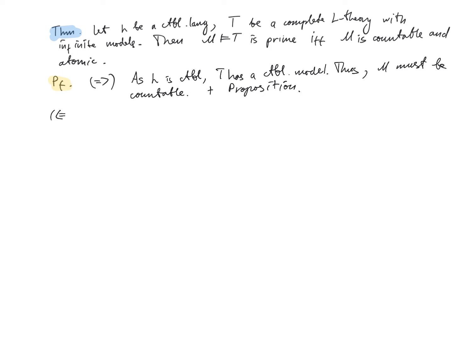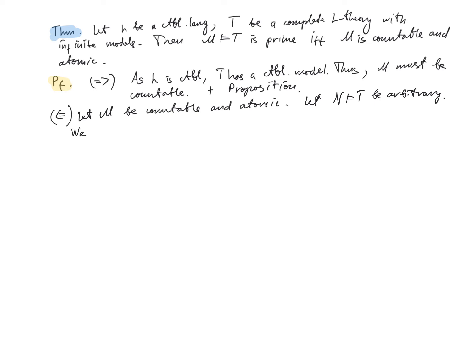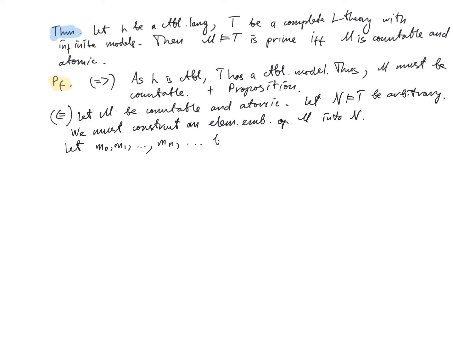So now we prove the converse implication. Assume that M is countable and atomic, and let N be an arbitrary model of T, so we must construct an elementary embedding of M into N. Towards this purpose, let M0, M1, etc., Mn, etc., be an enumeration of M, which is countable, we're assuming.